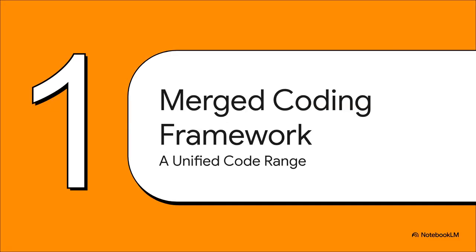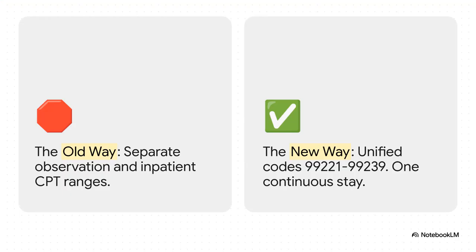All right, first up, the merged coding framework. Remember the old way we had to do this? We had entirely separate code ranges for observation and inpatient services. If a patient's status changed, your coding had to pivot completely. But now, the AMA has merged these into a single, unified code range from 99221 to 99239.